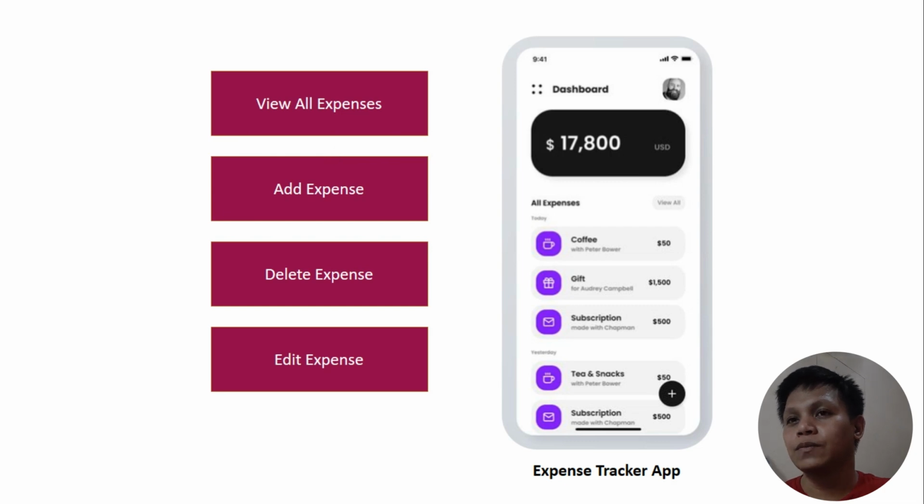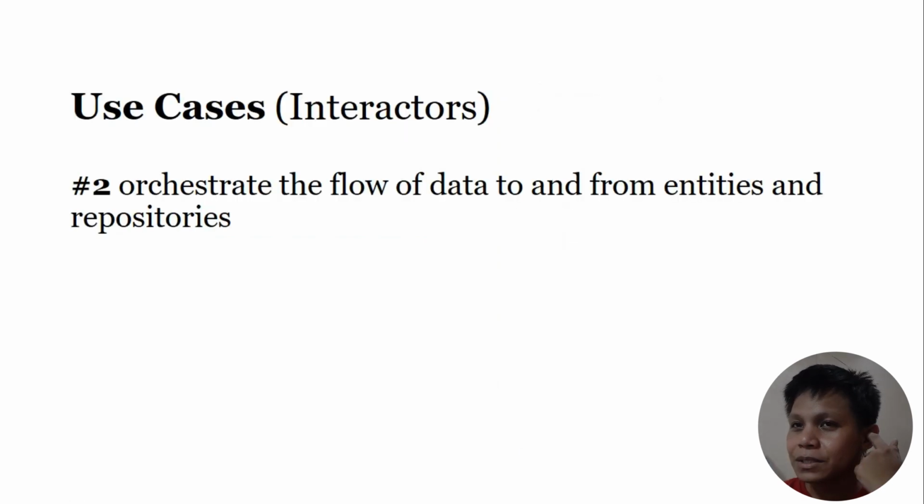So each of these actions or operations, whatever, are use cases. Use case 1, use case number 2, use case number 3, and use case number 4. And each of these actions performs something, obviously view all expenses, add, delete, and edit. So use cases also orchestrate the flow of data to and from entities and repositories.